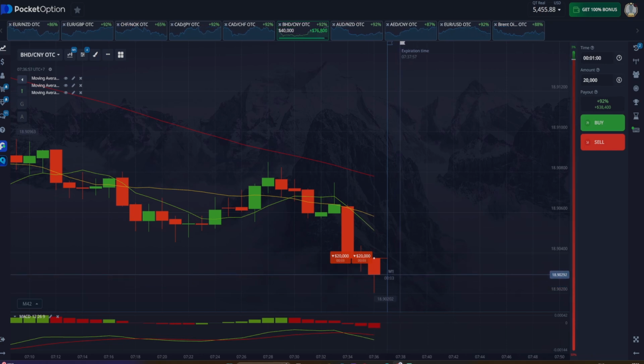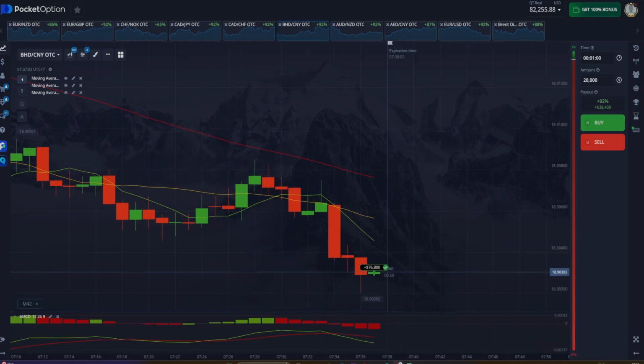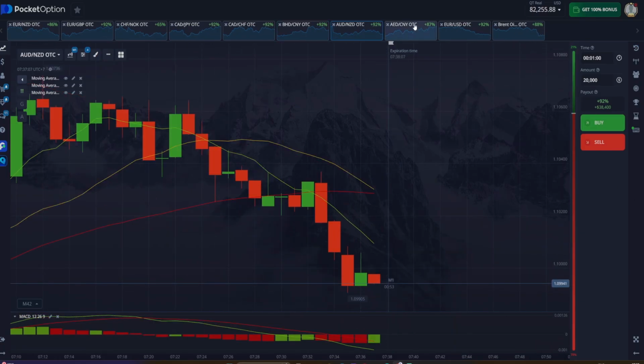The next candle dropped exactly as expected. Sell trade closed in profit with precision. Okay, now let's reopen the market and look for the next opportunity.